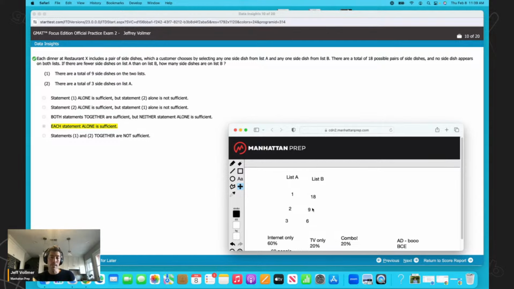So which option is it? Is it the top one with 18 in B? Is it the middle one with 9 in B? Is it the last one with 6 in B? Total of 9 side dishes on the list. That's this one. So there has to be 3 in A and 6 in B. There are 3 side dishes in A. Got to be 6. This one seems relatively easy, comparatively.